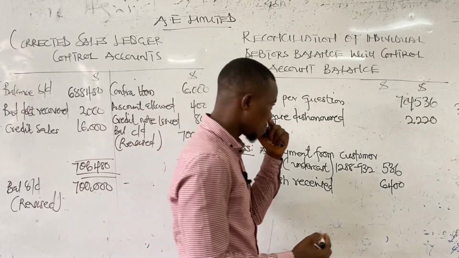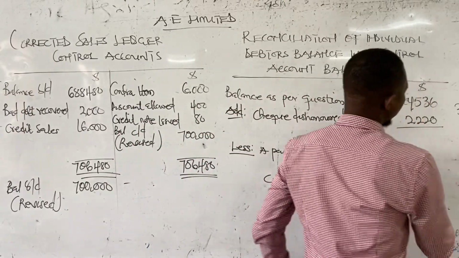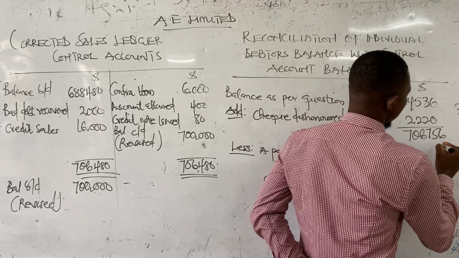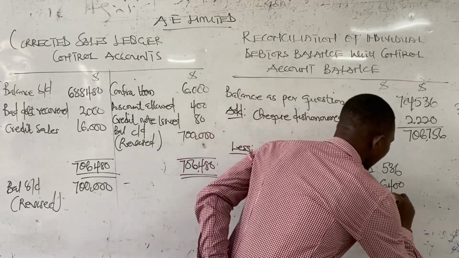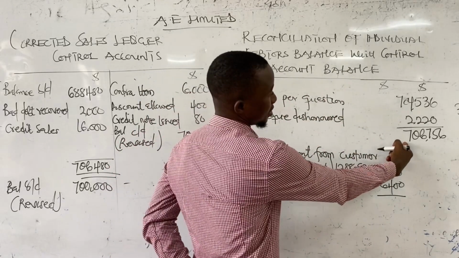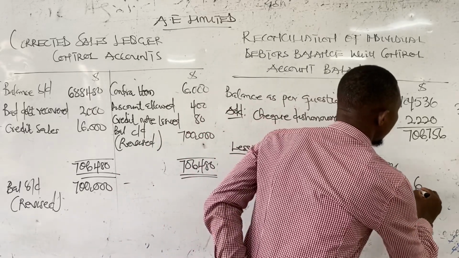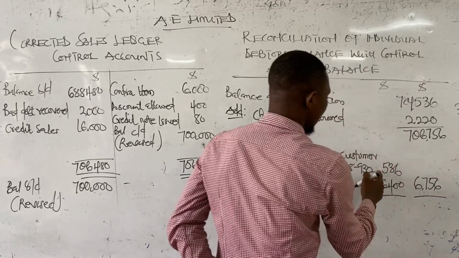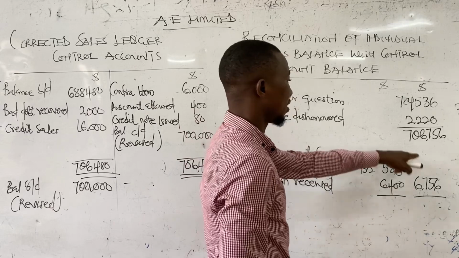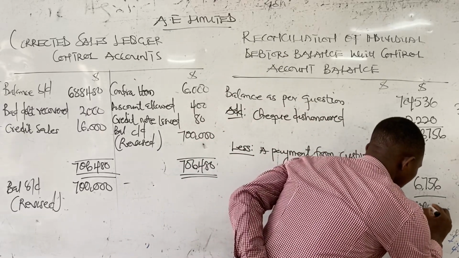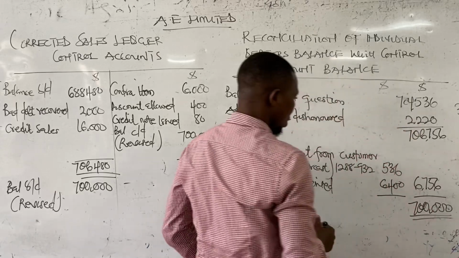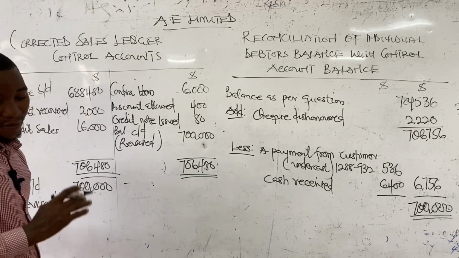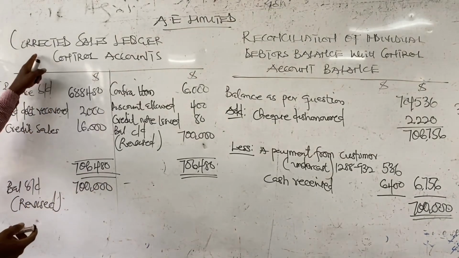Good. So let's also try to close off this account. The total of this is 706,756. The total of these two. Good. Then we have to add these two because we are to subtract it from this. So the total of these two is 6,756 this way. The total of these two will give us this. Now we have to subtract the total of this from this, and this will give us 700,000. You can see that the 700,000 is the same as the revised one. Is that okay? Good. So we call this a revised balance as per the corrected control account balance.